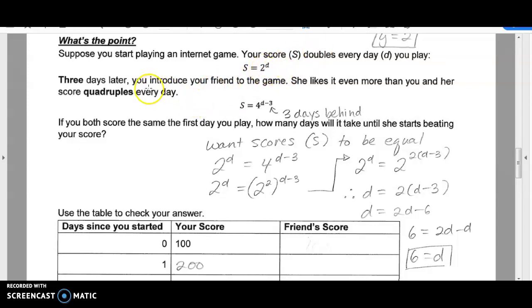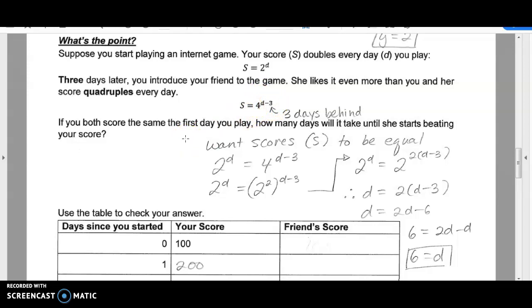Your friend then starts to play the game 3 days later, and her score quadruples every day. So S is still the score, D is still whatever day number she's on, and now instead of 2 for doubling, we have 4 for quadrupling. And then the minus 3 because she's 3 days behind.